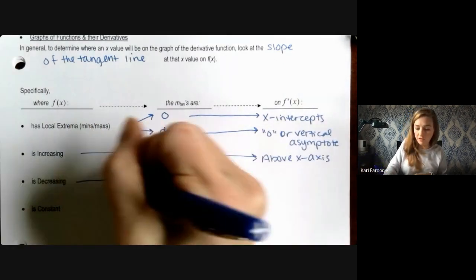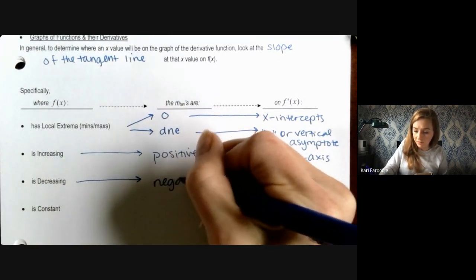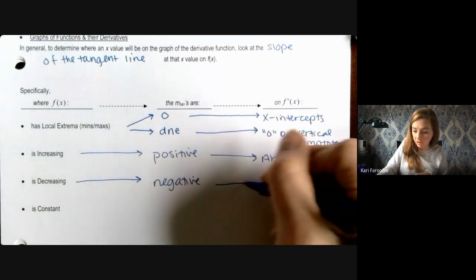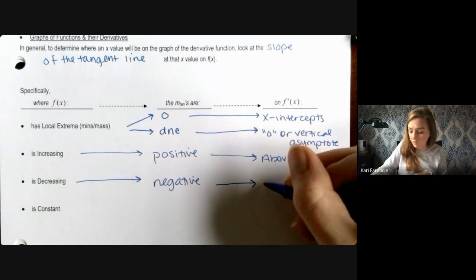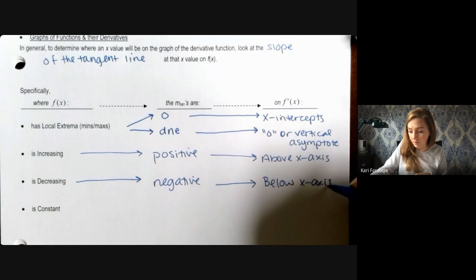If f of x is decreasing, the slopes of the tangent lines are negative. If the slopes of the tangent lines are negative, that means f prime is negative. That means the graph lies below the x-axis.